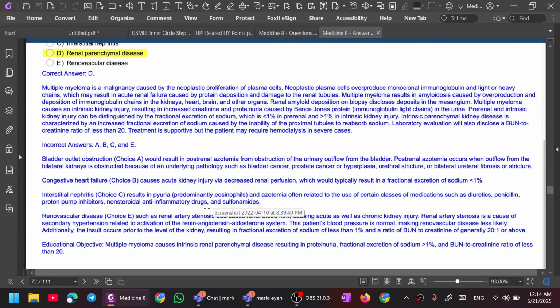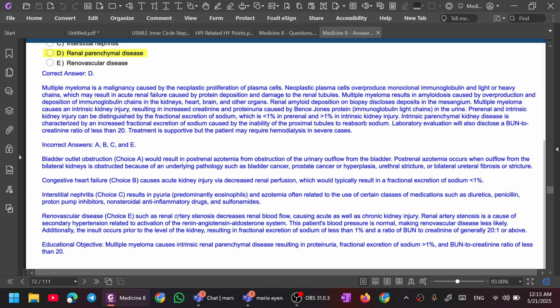Multiple myeloma is a malignancy caused by neoplastic proliferation of plasma cells. Neoplastic plasma cells overproduce monoclonal immunoglobulin and light or heavy chains, which may result in acute renal failure caused by protein deposition and damage of the renal tubules. Multiple myeloma results in amyloidosis caused by overproduction and deposition of immunoglobulin chains in the kidney, heart, brain, and other organs. Renal amyloid deposition on biopsy discloses deposits in the mesangium. Multiple myeloma causes an increase in kidney injury, resulting in increased creatinine and proteinuria, caused by Bence-Jones protein, immunoglobulin light chains in the urine.